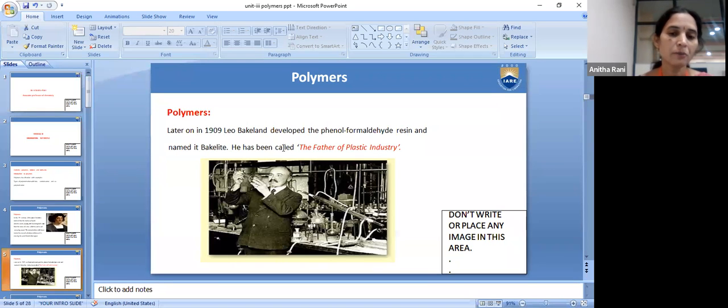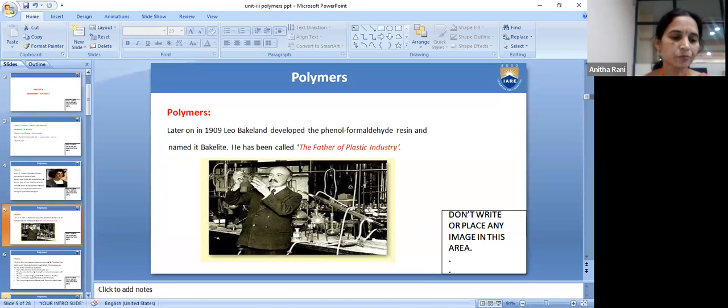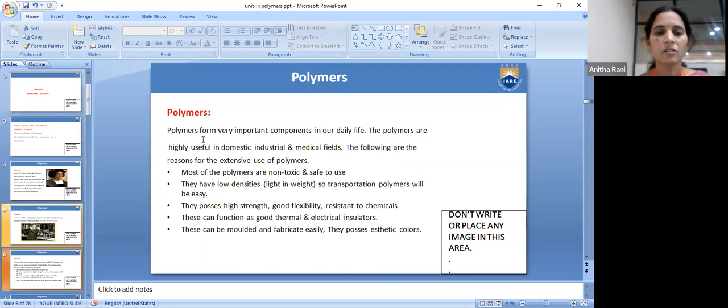In 1909, Leo Baekeland prepared phenol formaldehyde resin, which we use in our house. Switches and switchboards are made up of Bakelite only. So this scientist invented Bakelite, that is, phenol formaldehyde resin, and he is called the father of the plastic industry.